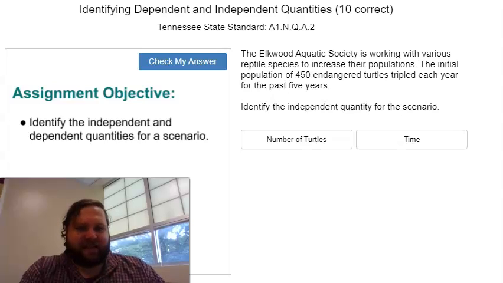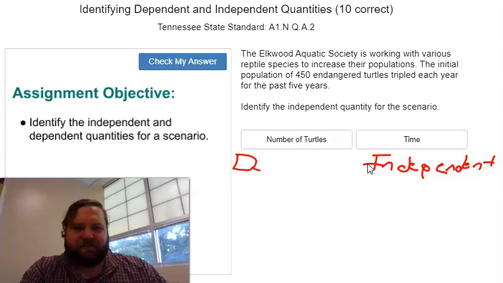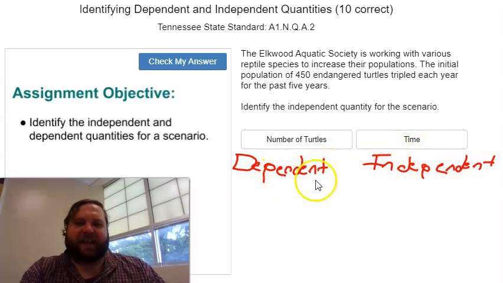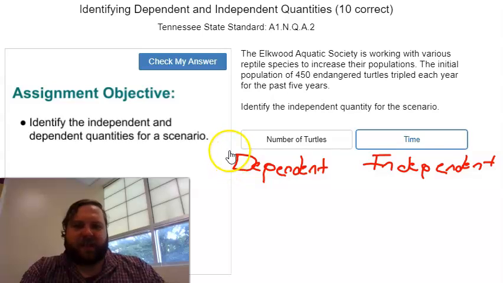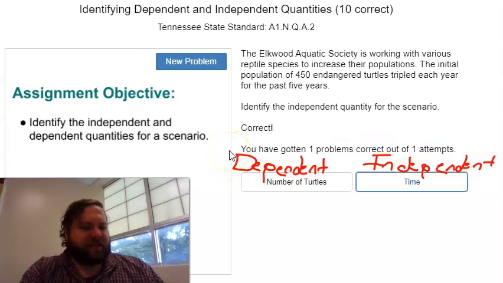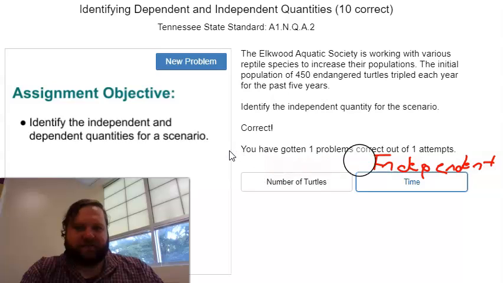That is to say that time is the independent variable, and the number of turtles is the dependent variable. That is, the number of turtles depends on how much time has passed. So reading the question, we're asked to identify the independent quantity for the scenario. So in this case, that would be time. So we would select that one, and then we can check our answer. And we see that, lo and behold, we were correct.